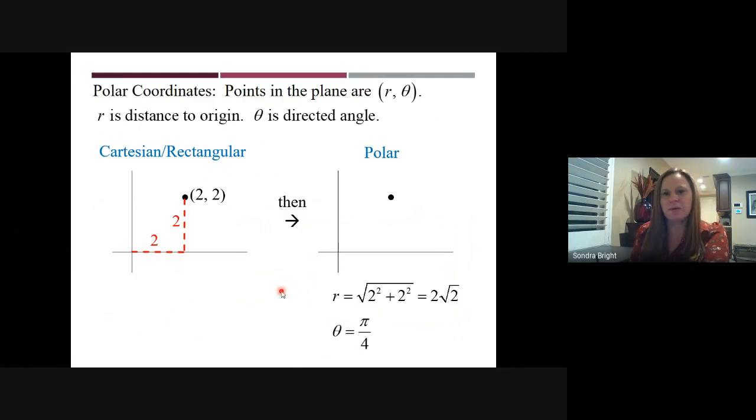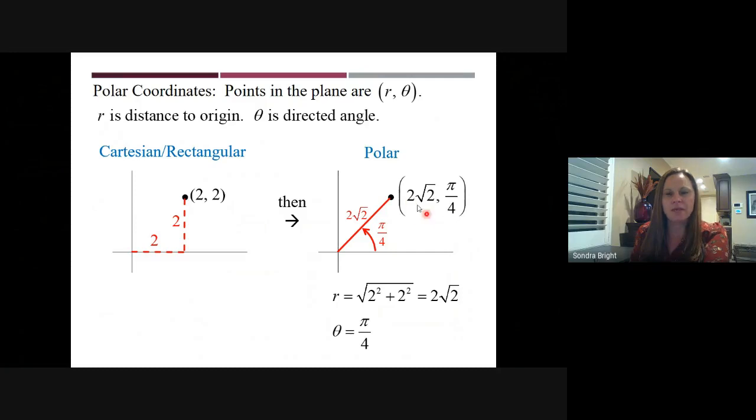And so in polar, that's what it's showing: the distance from the origin to the point is 2 rad 2, and the directed angle from the positive x-axis to that terminal side would be pi over 4. So in polar coordinates, this would be 2 rad 2, comma, pi over 4. And keep in mind, we're going to do some examples of it, but there's more ways to write this. Polar coordinates are not unique.